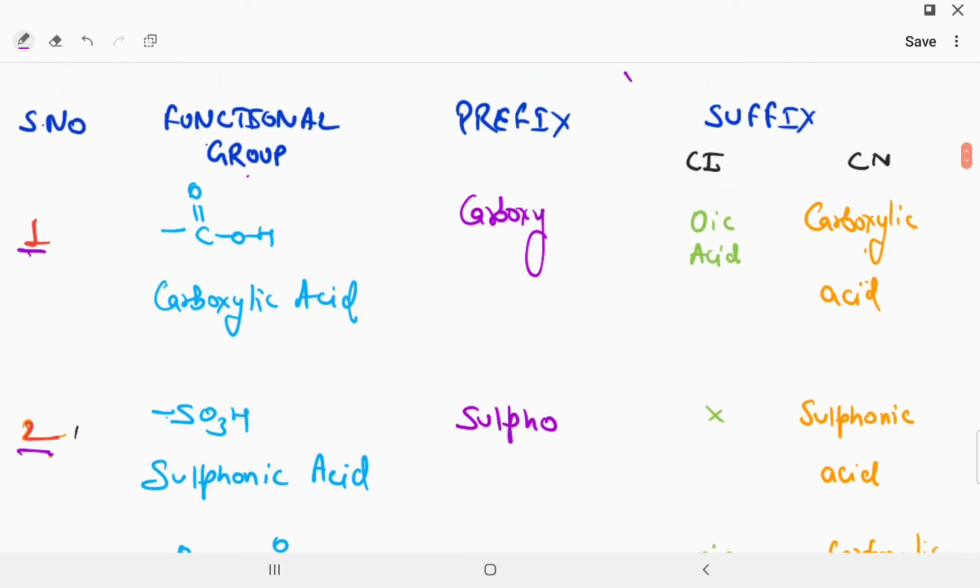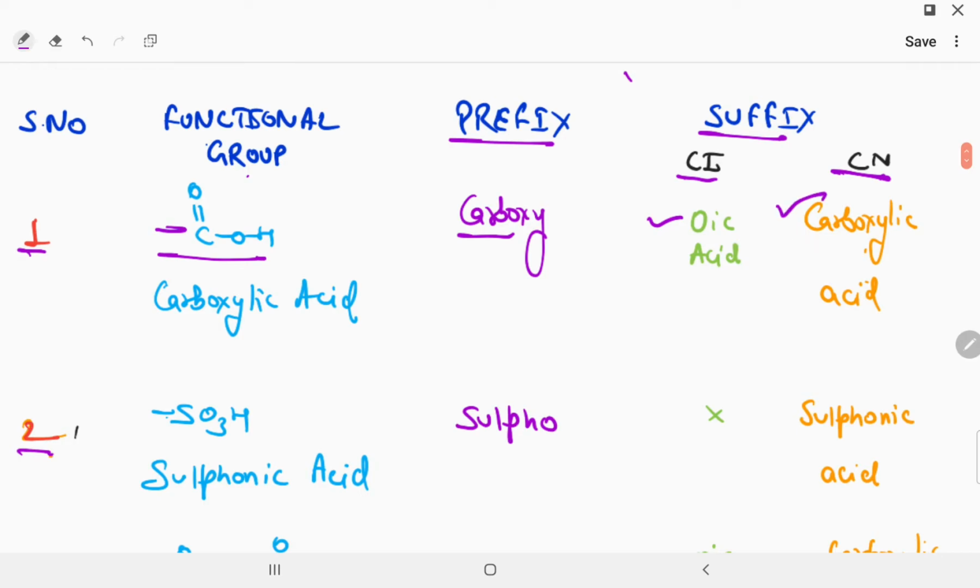Now the first functional group is carboxylic, COOH, and its prefix is always carboxy. Now for the suffix, Ci means carbon included in the chain, and Cn means carbon not included. Whenever carbon is included in the parent chain of the carboxylic, we use oic acid. If carbon is not included, the suffix is carboxylic acid.